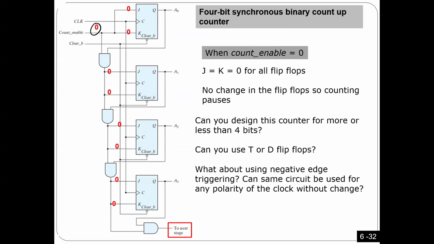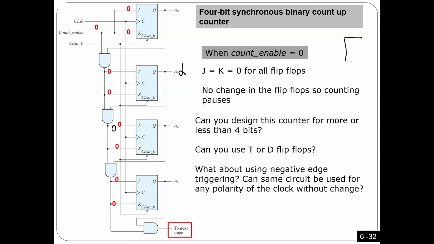If I put here 0, okay? This one is 0, so the output of this AND is 0. Okay, so regardless of what you have, it doesn't matter. If one input is 0, you are gonna get 0 here. By the way, this is a JK flip-flop, okay? You can use a T flip-flop, it's the same thing.